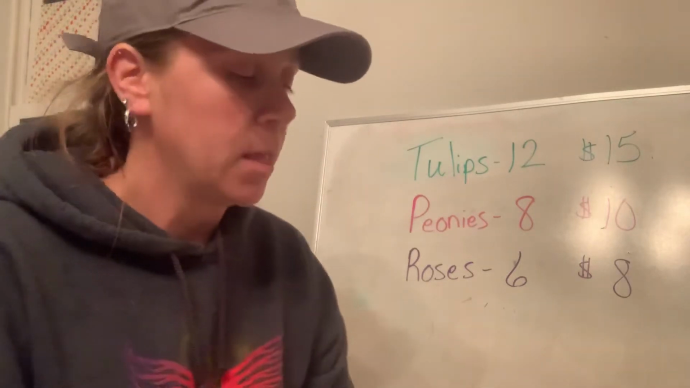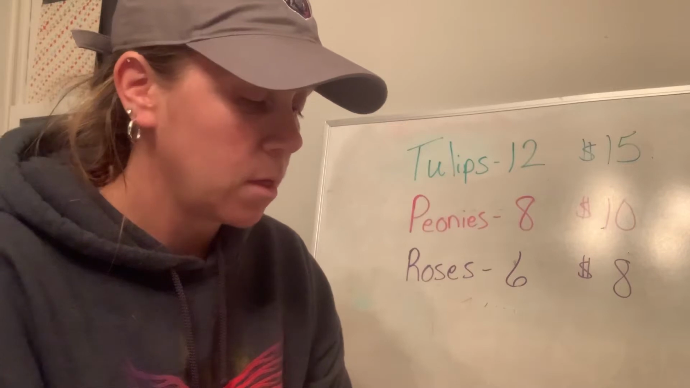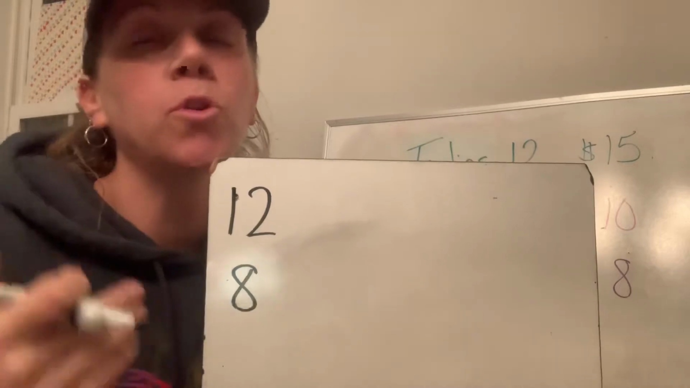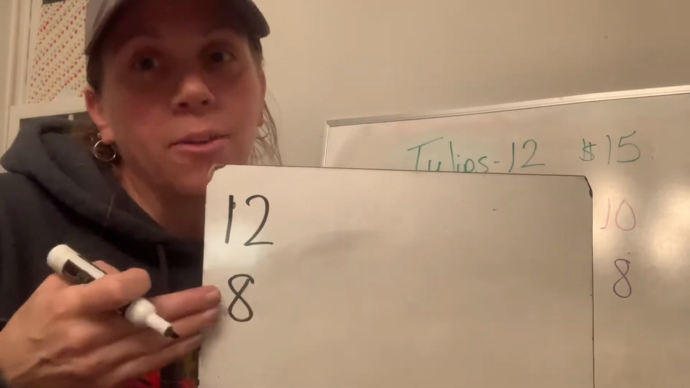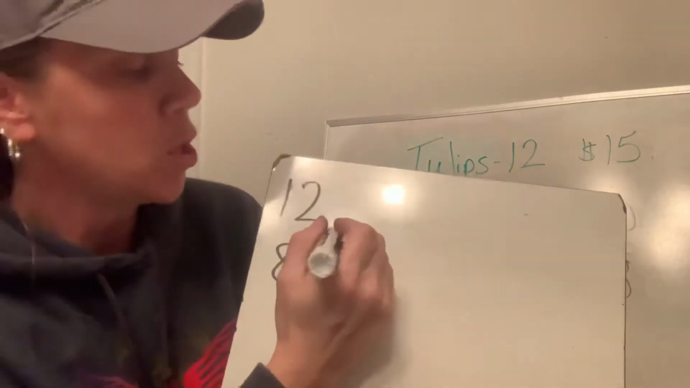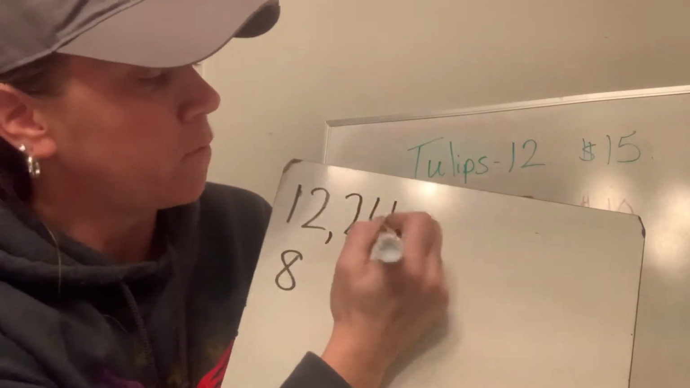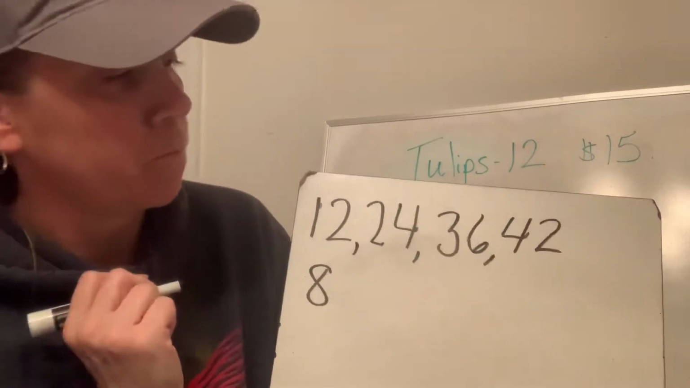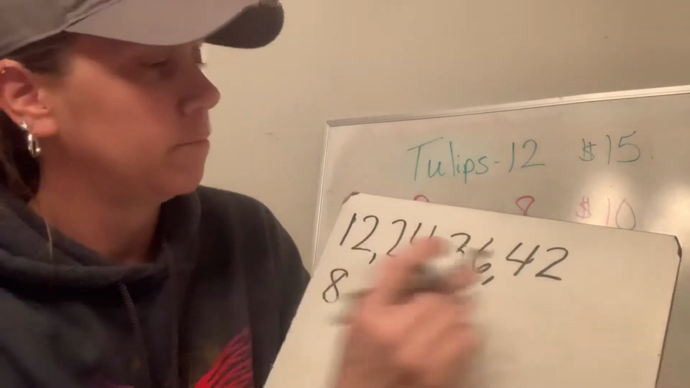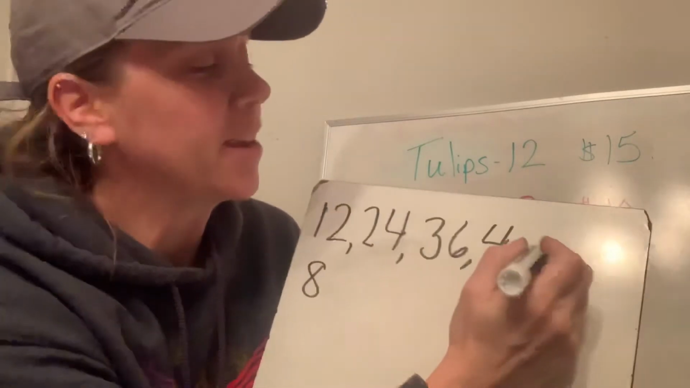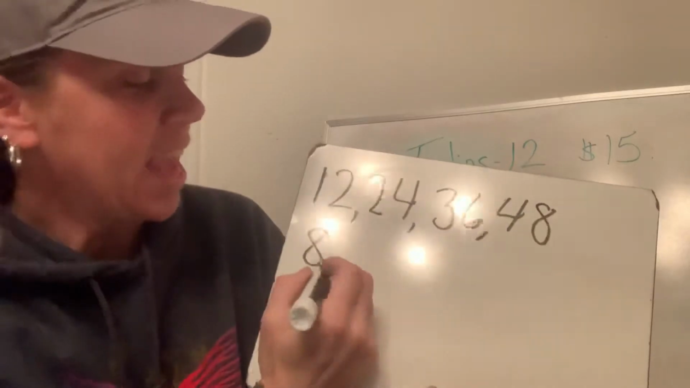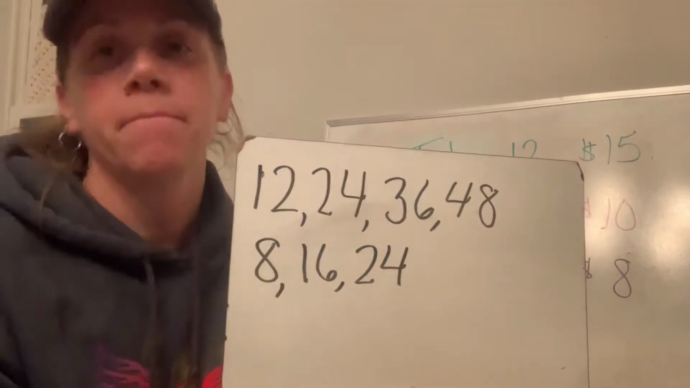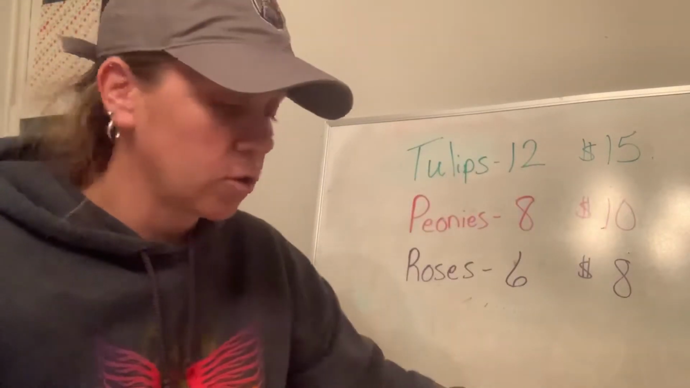Let's talk about it. Let's make the least common multiple of 12 and 8. So we're going to make our little list of multiples. Remember, multiples are the numbers counting by 12 and counting by 8. You come up with the multiples. So 12, 24, 36, 48. 8, 16, 24. Ding, ding, ding. So 24 is our least common multiple. I'm going to circle that up.